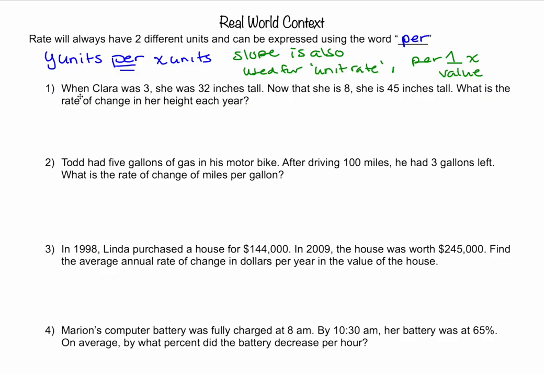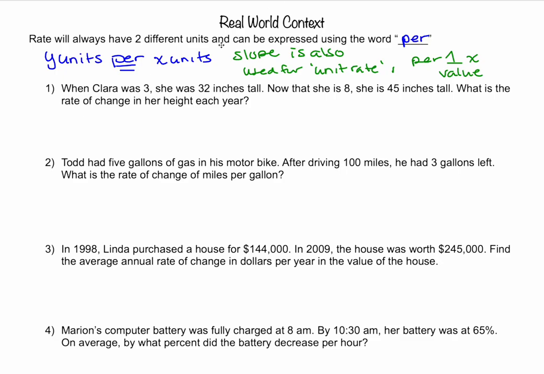Our first example says, when Clara was 3, she was 32 inches tall. Now she is 8, she is 45 inches tall. What is the rate of change in her height each year? So our units here are, she's 3 and 8. That's her years, how old she is. And then the second unit is the inches tall, so it's the actual height.